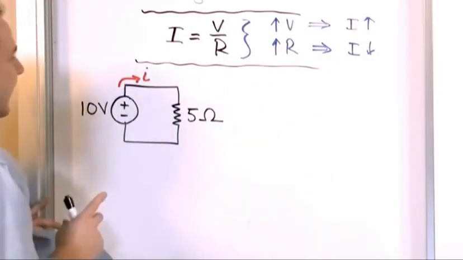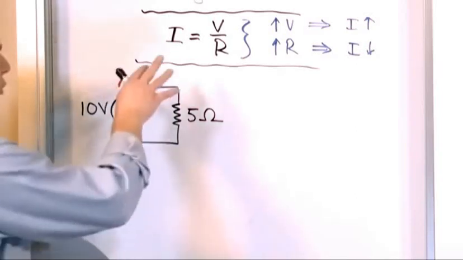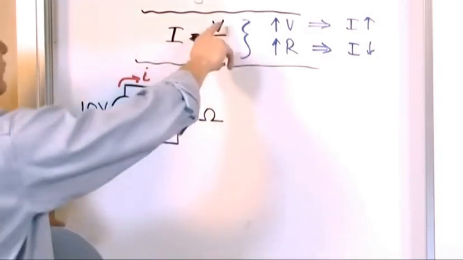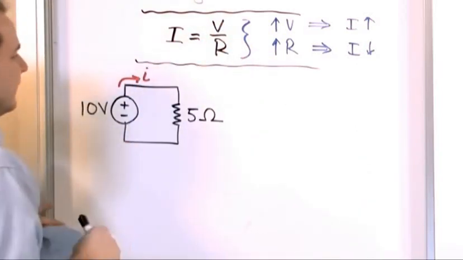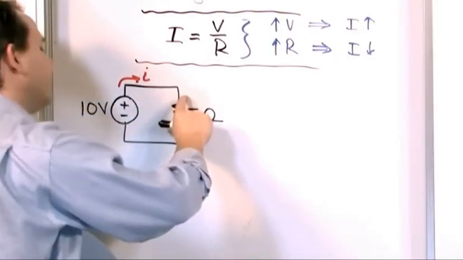The way you should think about this, there's a lot of different ways to think about it, but basically you need to look at Ohm's law here, right? The current is equal to the voltage divided by the resistance. So you need to apply Ohm's law to something in the circuit. We're going to apply it to this resistor.